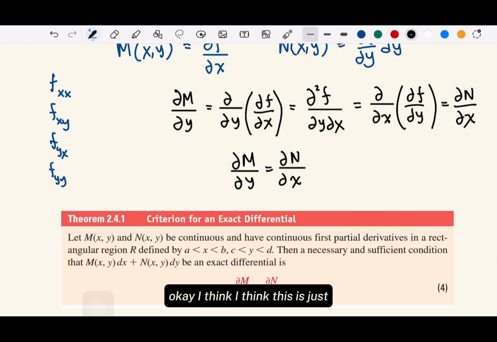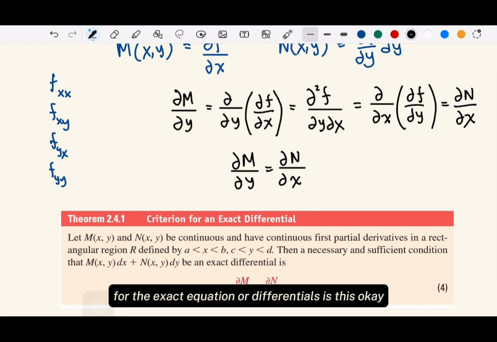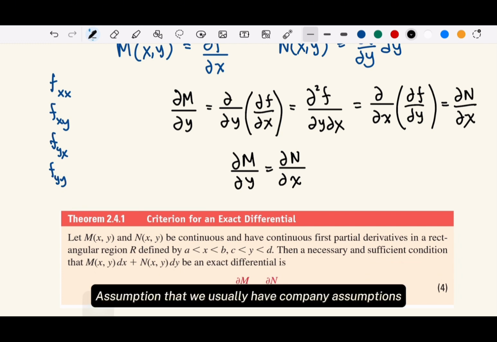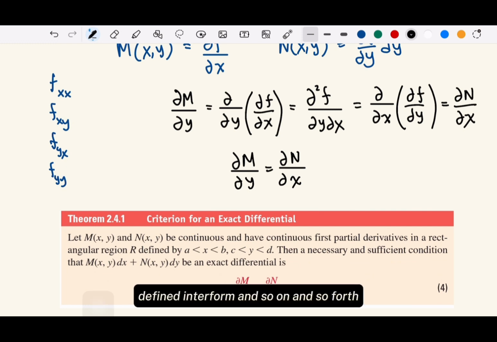I think this is just important: the necessary and sufficient condition for the exact equation or differentials is this. Now this term is just an assumption that we usually have continuous functions in a defined interval and so on and so forth.